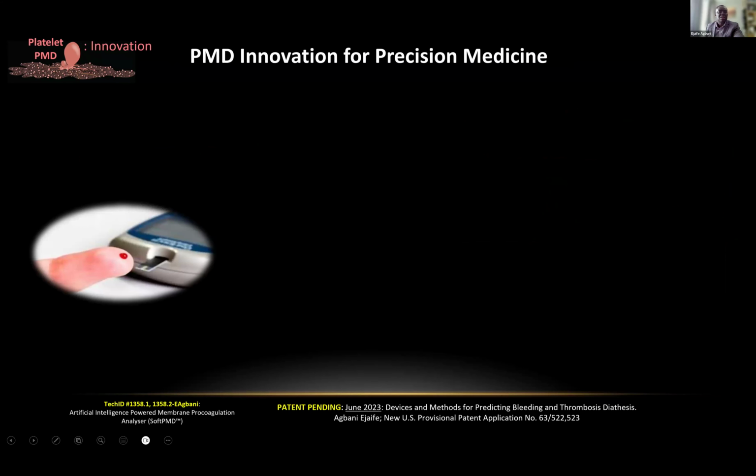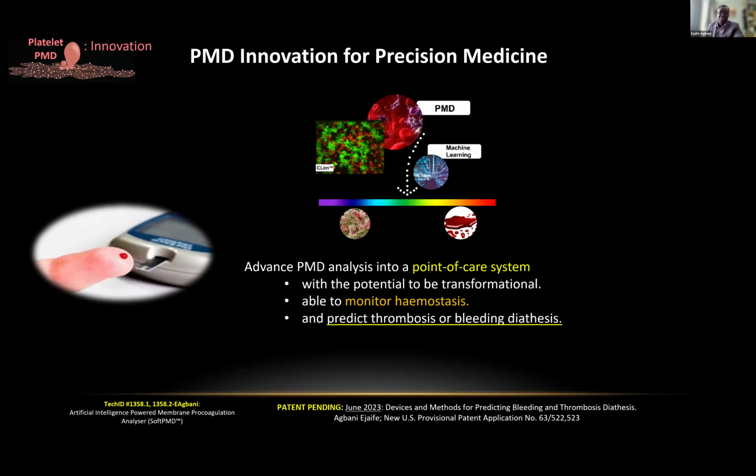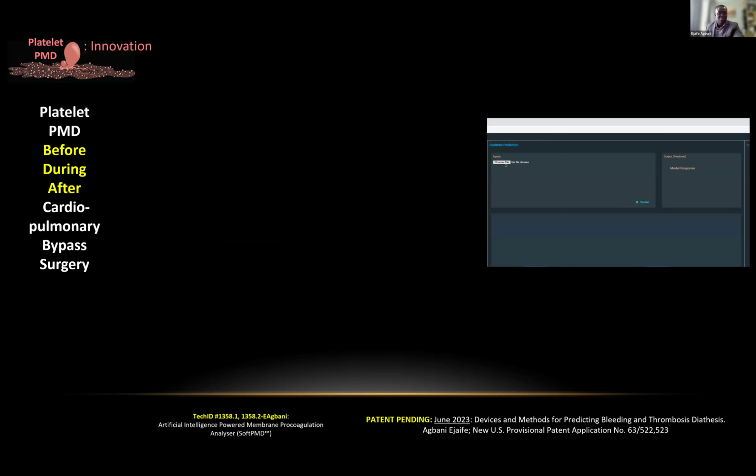Another thing that we're using PMD for is for innovation for precision medicine. Here we are trying to advance the systematic analysis of PMD into a point of care system, able to monitor hemostasis and predict the tendency to bleed or to clot. For example, one area where we are using this, we keep expanding on this, is we are looking at platelet PMD before, during, and after cardiopulmonary bypass surgery.